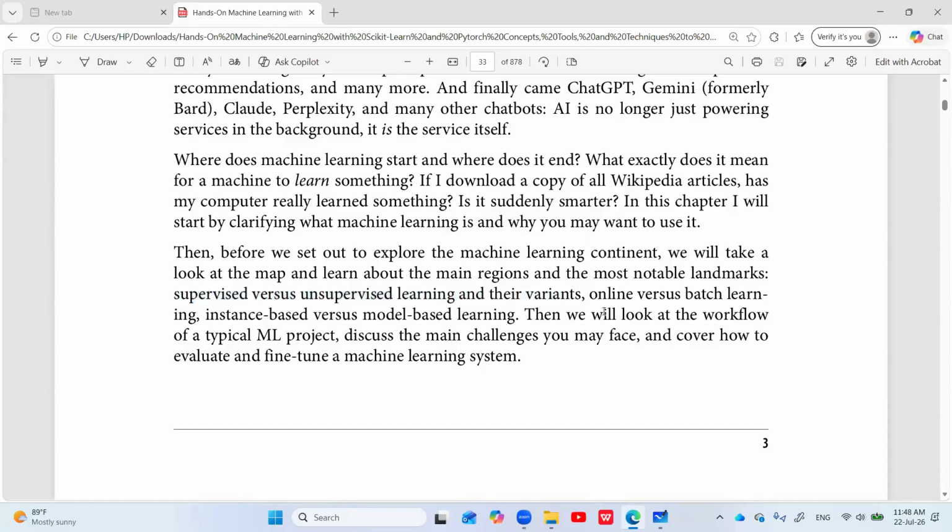Then there is another one called online versus batch learning. Then instance-based versus model-based learning. After learning them, you can understand the workflow of a typical machine learning project. Then we discuss the challenges that you are facing in a typical machine learning project.